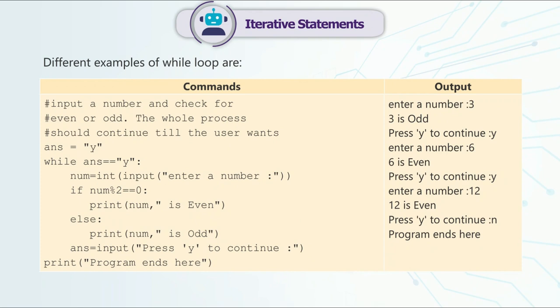Input a number and check for even or odd. The whole process should continue till the user wants, answer equal to y. While answer == 'y': number = int(input('Enter a number')). If number % 2 == 0, print number is even, else print number is odd. answer = input('Press y to continue'). Print program ends here.